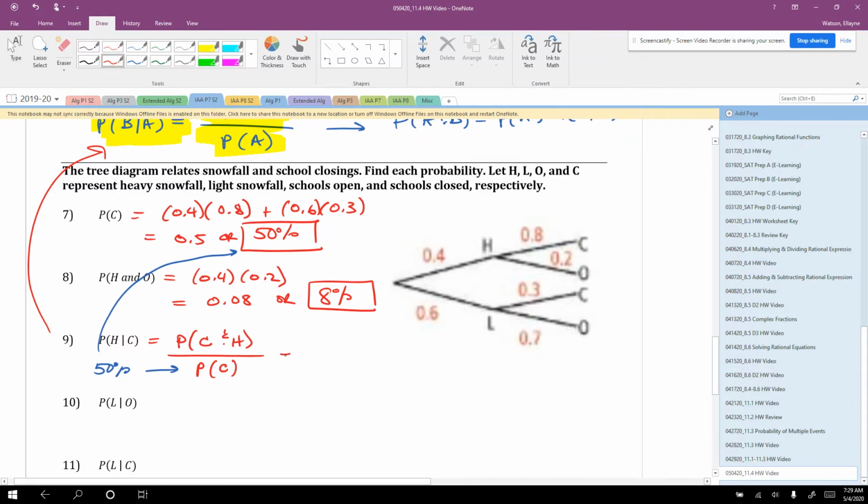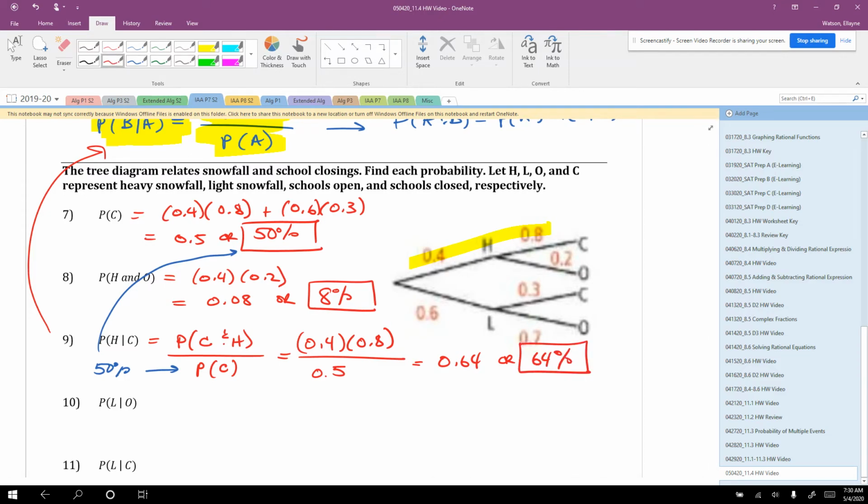So the probability of closed and heavy is right here. So this is going to be 0.4 times 0.8 divided by the probability of closed, which is 50%, so 0.5. Oops, I did that wrong. We get 0.64 or 64%, and I'm just plugging that into my calculator.